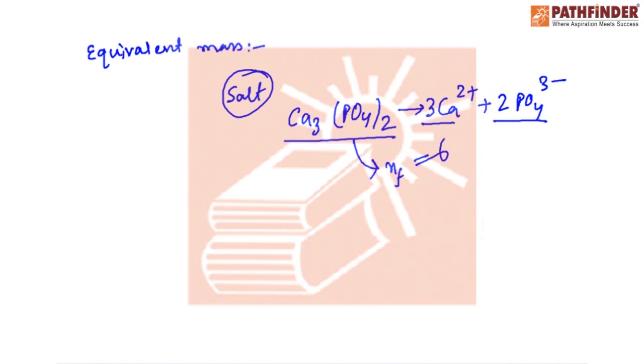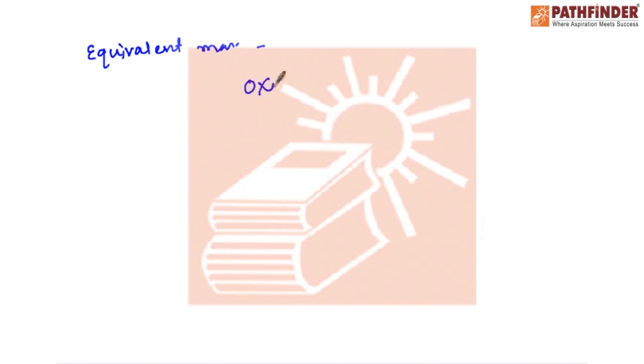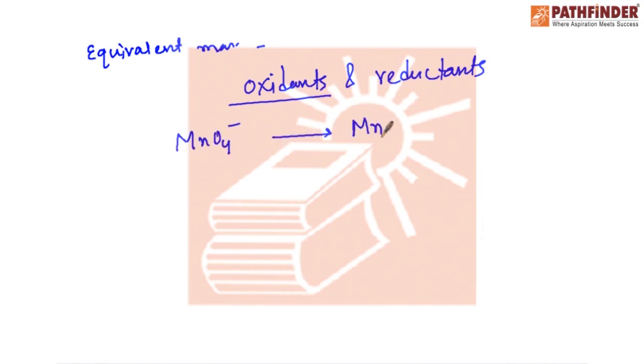Now the very important thing: oxidants and reductants. What about the oxidants? The total change in oxidation number, or the total number of electrons transferred during any redox reaction, should be considered as the n factor for that particular oxidant or reductant. For example, MnO4- to Mn2+: here the oxidation number of manganese is +7 and here it is +2. So from +7 to +2, the conversion includes a change in oxidation number of 5 units. So the n factor should be 5.